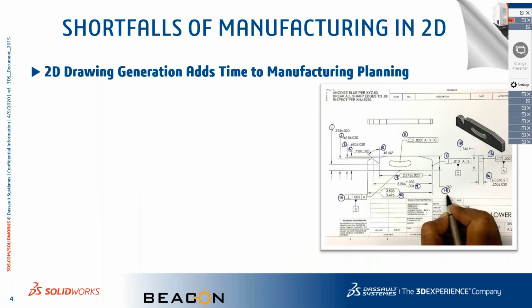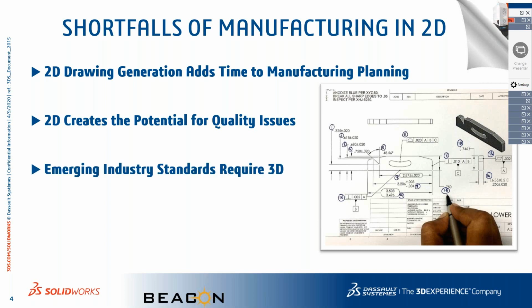That is, 2D generation adds more time to it. Manufacturing takes a lot of time, as you know, because you need to detail each and every part of it as and when your 3D model is ready. And it brings potential quality issues. Of course it does, because when you are going for a manual process, there will always be some quality issues with any designing firm.